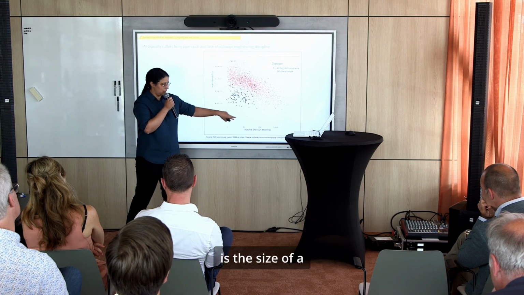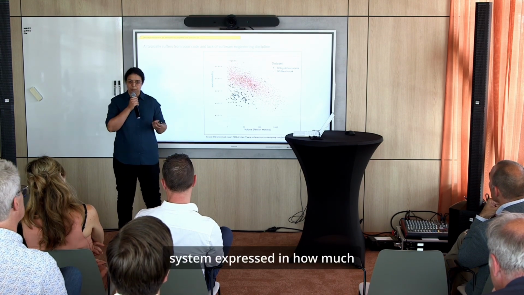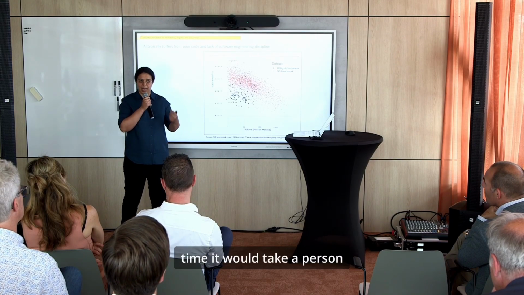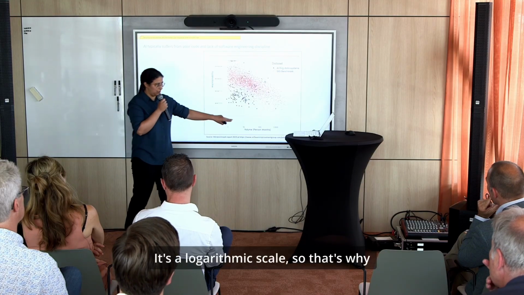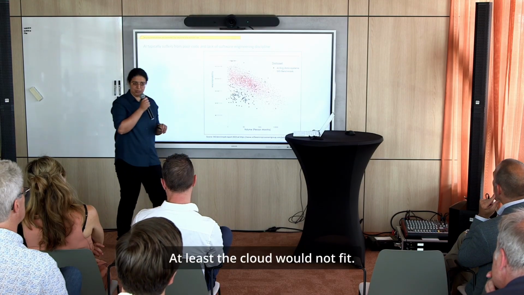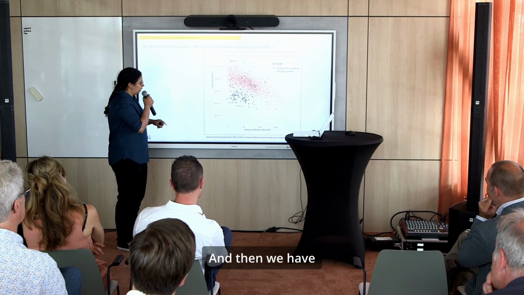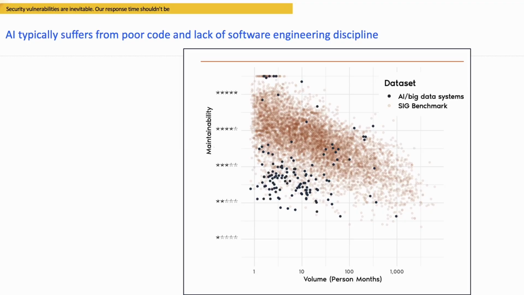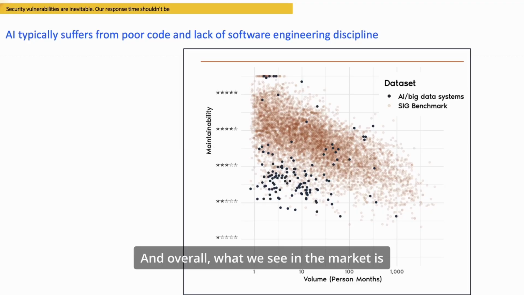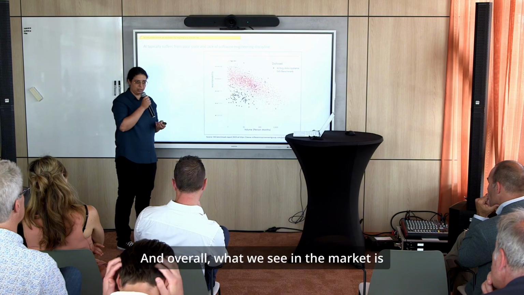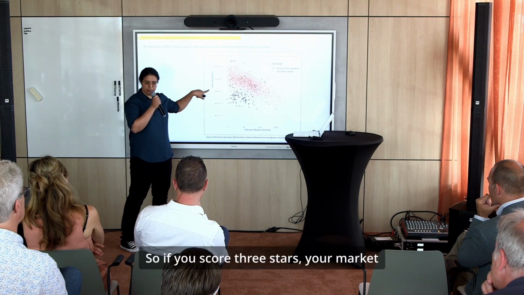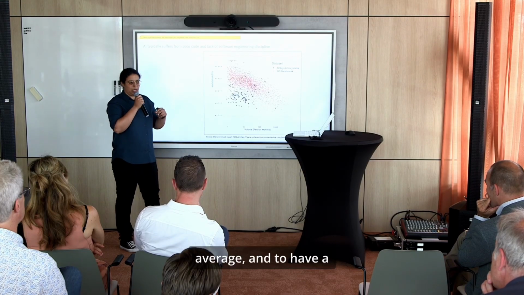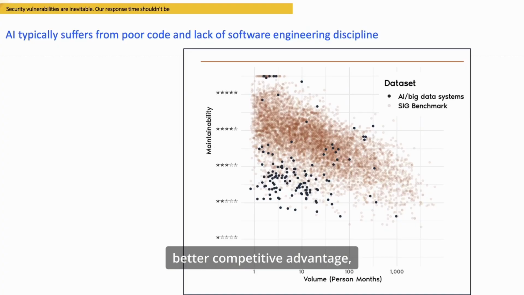the x-axis is the size of a system, expressed in how much time it would take a person to rebuild it from zero. It's a logarithmic scale, so that's why the numbers are quite weird, otherwise the plot would not fit. And then we have something called maintainability, and we express that in stars. Overall, what we see in the market is everyone scores around 3 stars. So if you score 3 stars, you are market average. And to have a better competitive advantage, you want to have something at 4 stars.